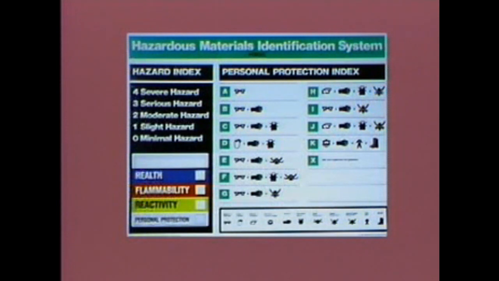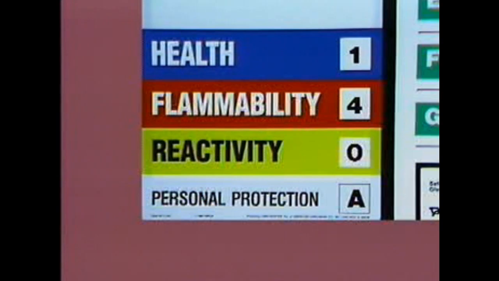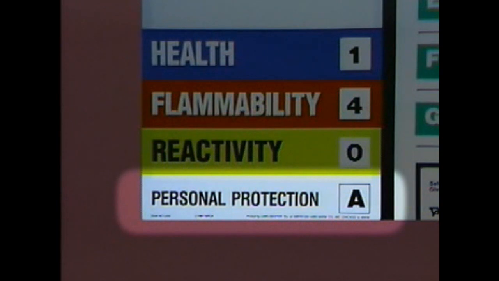This is another type of labeling system that uses colors and numbers. It's called the Hazardous Materials Identification System, or HMIS. As you can see, it also uses blue, red, and yellow to indicate health, fire, and reactivity hazards, and the numbers 0 through 4 to indicate the degree of hazard. The white part of this labeling system has a different function than the white part of the NFPA Fire Diamond.